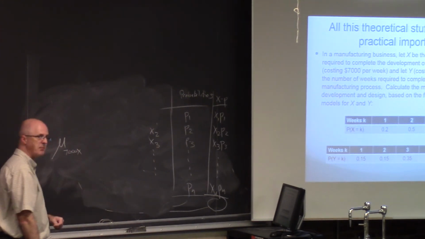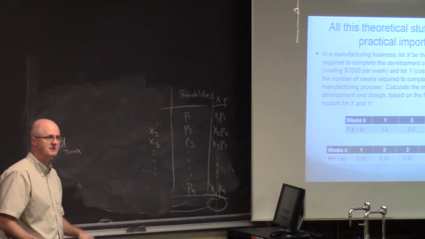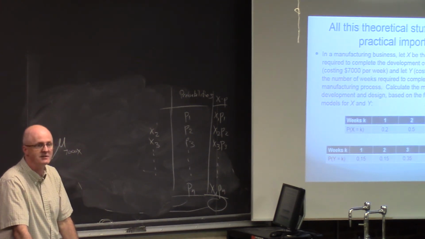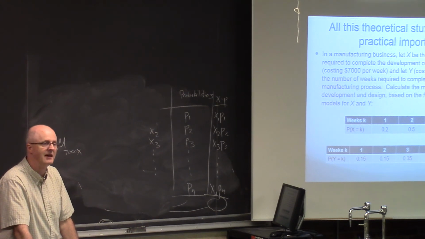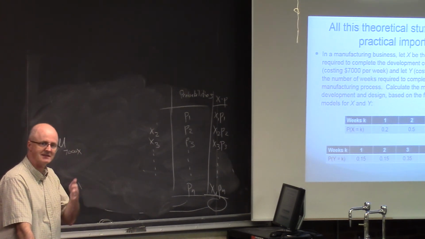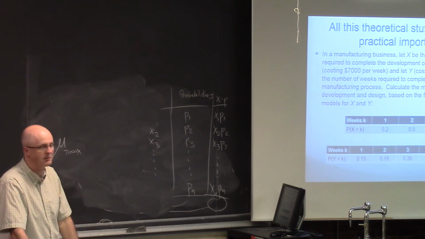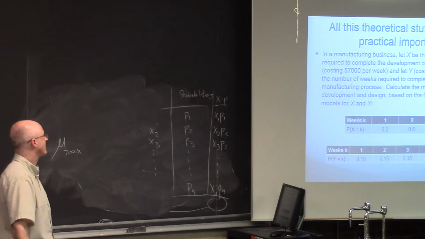7,000X represents the cost variable, essentially, for product specification. So if X is the number of weeks it takes you, and it costs you $7,000 a week, 7,000 times the number of weeks will be your cost in dollars for specifying the product. That's part of the cost.